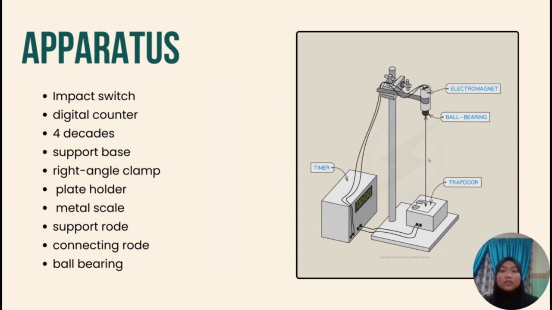So the apparatus that we use in this experiment is first impact switch, digital counter, 4 decades, support base, right angle clamp, plate holder, metal scale, support rod, connecting rod, and ball bearing.